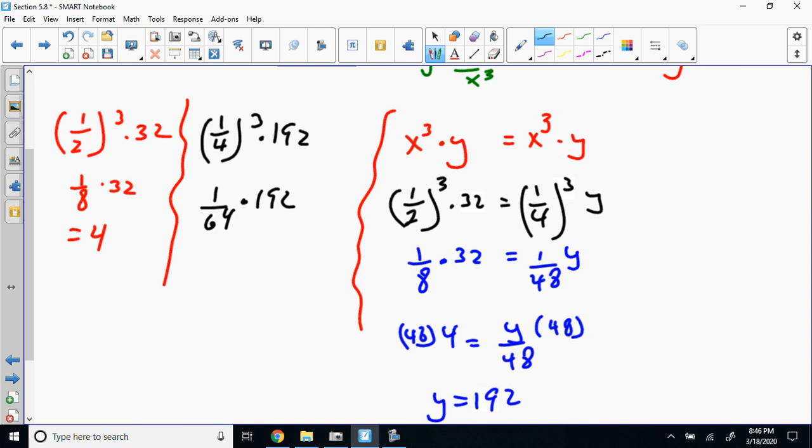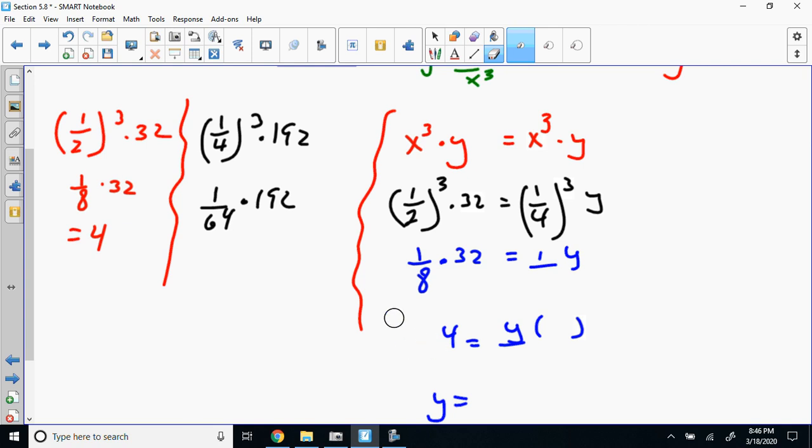Geez, here's my problem. Okay, time out. I made a calculation mistake right here. It's not 48. Slow down, Palmer. It's a long day. So 4 times 4 times 4 is 64. So let's put in 64.